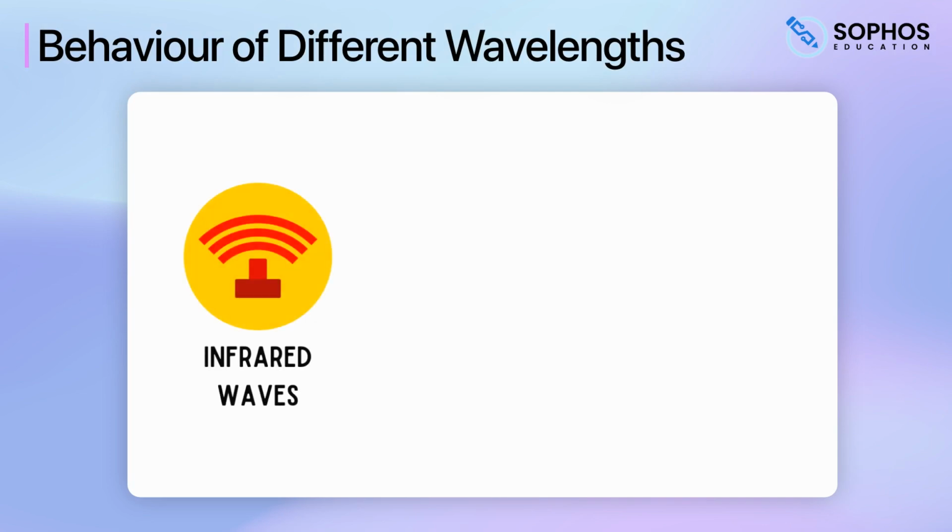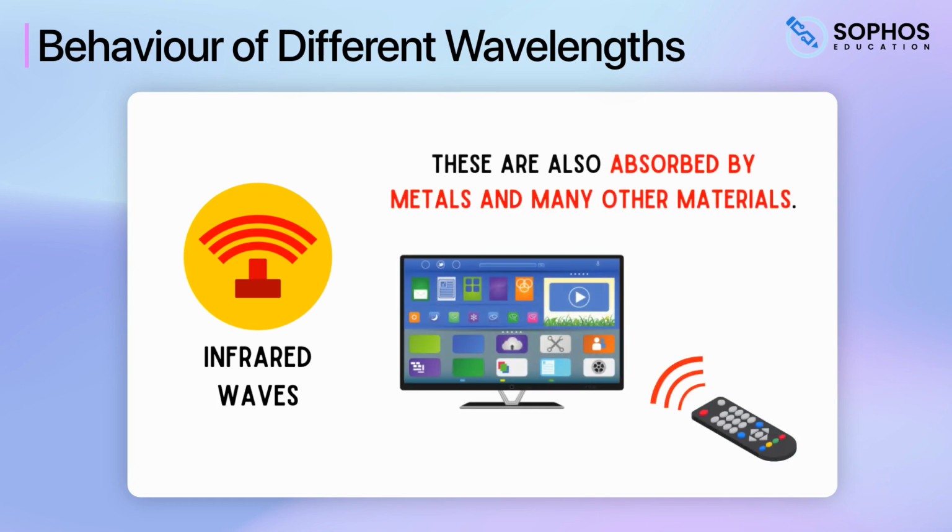Next, we have infrared waves. These are also absorbed by metals and many other materials. Your TV remote control uses infrared waves, which are absorbed by the sensors in your TV to change the channel.